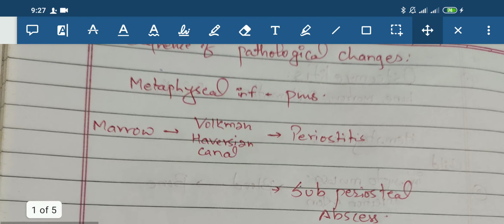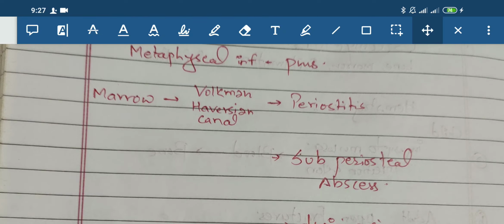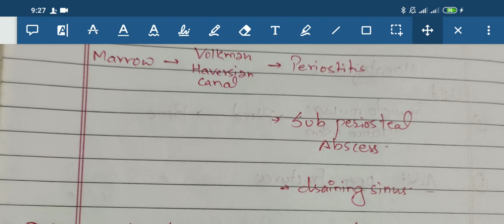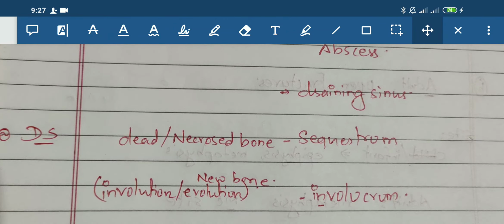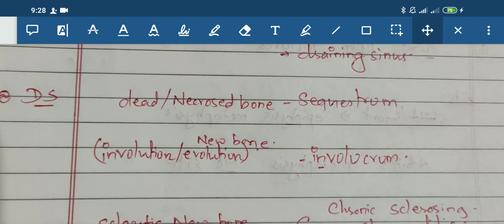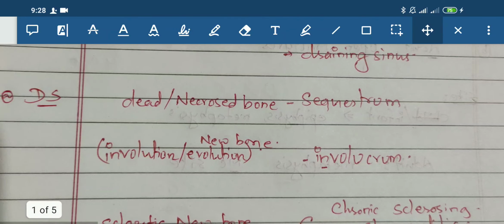MP generally refers to the metaphyseal infection. There is a pus collection under the metaphysis, and then through the bone marrow it goes to the Volkmann or Haversian canals and reaches the periosteum, called periostitis, leading to a subperiosteal abscess. There is a collection of pus under the periosteum. Then it may lead to draining sinuses, that is, it comes out through the skin. And then there is dead or necrotic bone known as sequestrum, and later there is reactive new bone formation known as involucrum.